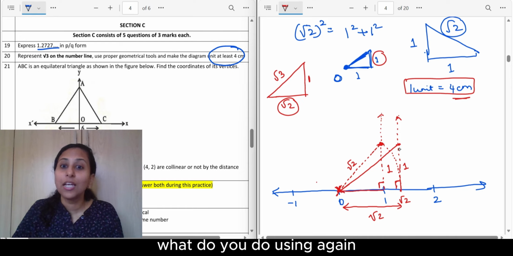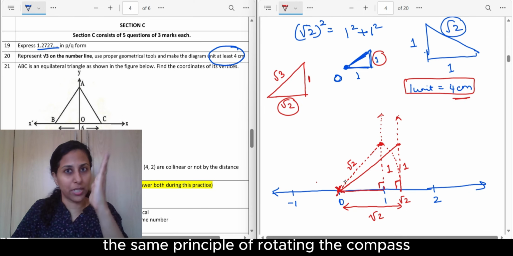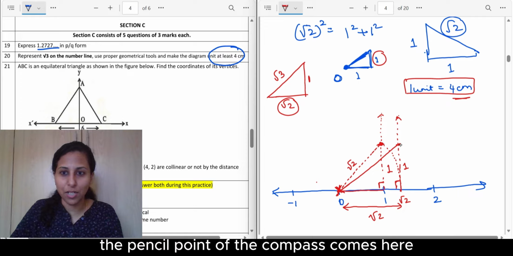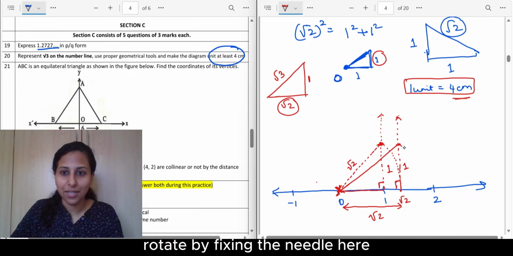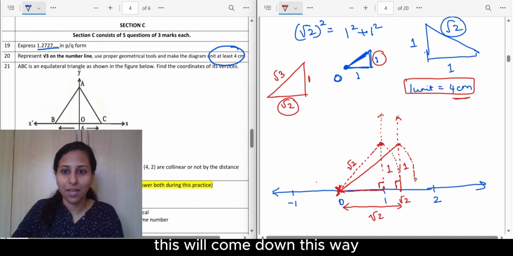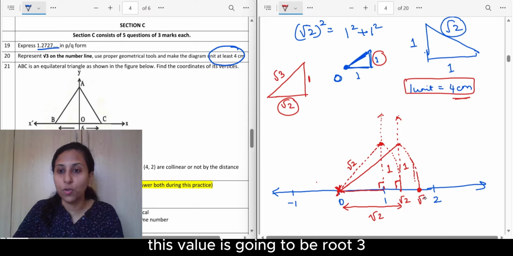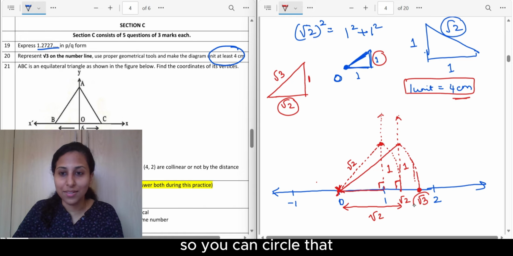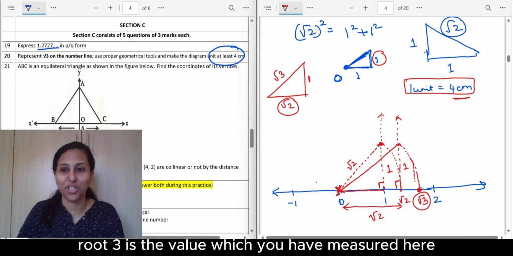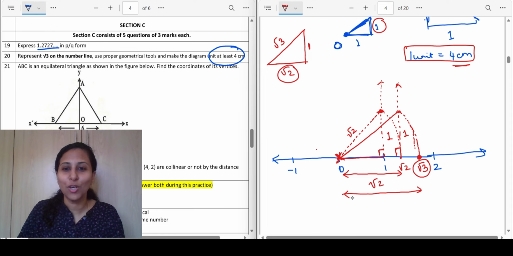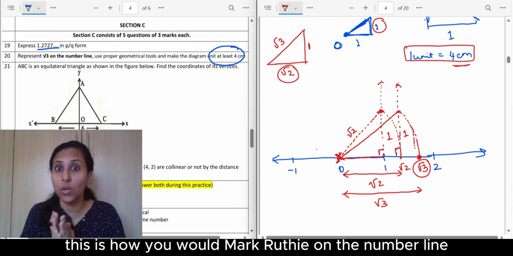Next, using again the same principle of rotating the compass, fix your needle here. The pencil point of the compass comes here. Rotate by fixing the needle here. This will come down this way. And wherever it intersects the number line, this value is going to be root 3. So you can circle that. Root 3 is the value which you have measured here. This is how you would mark root 3 on the number line.